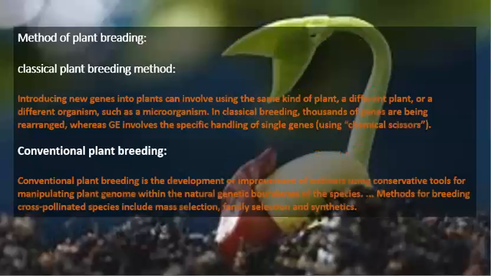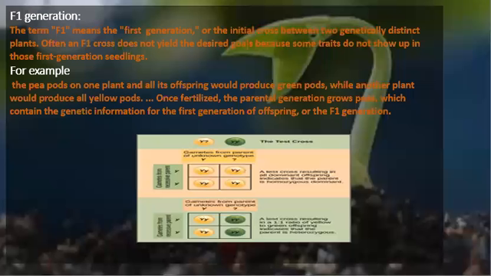Let's discuss the conventional plant breeding. Conventional plant breeding is the development or improvement of cultivars using conventional tools for manipulating plant genomes within the natural genetic boundaries of the species. Methods for breeding cross-pollinated species include mass selection, family selection, and synthetics.